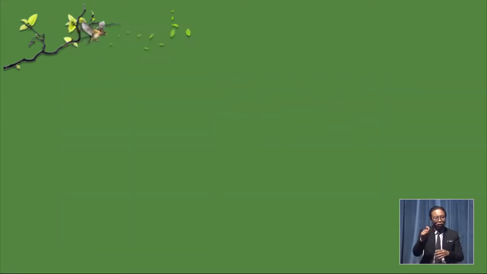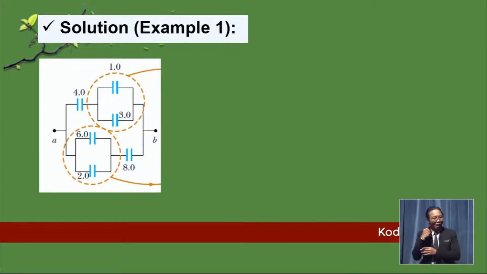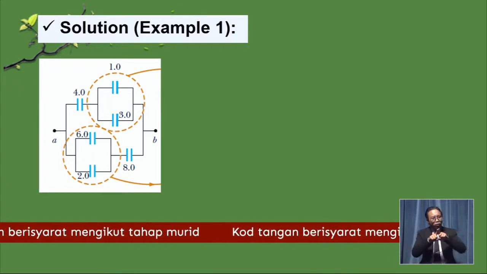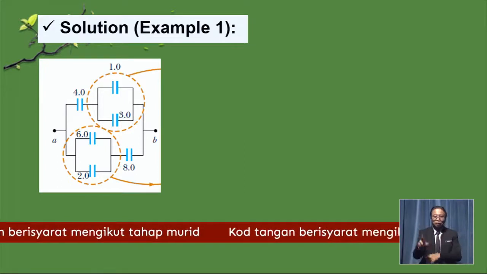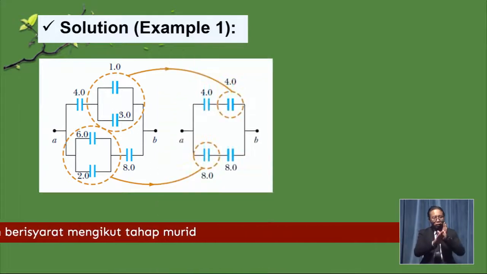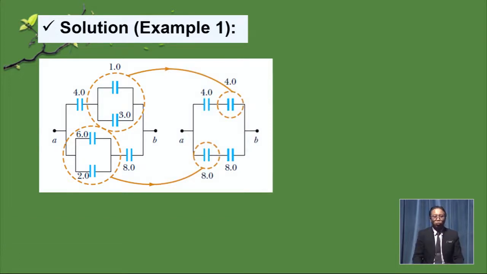The solution for example 1 is: first, the 1.0 and 3.0 capacitors are in parallel. Same goes for the 6.0 and 2.0 capacitors. Hence, we use the 1 over C formula. The answer we get is 4.0 and 8.0 microfarad respectively.